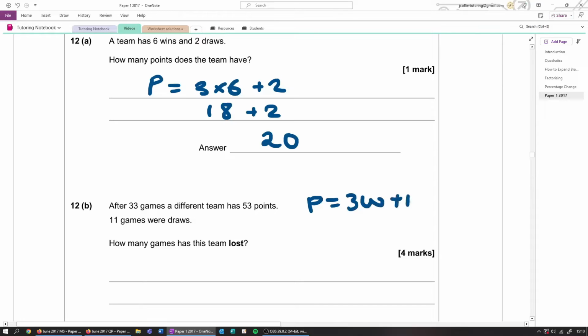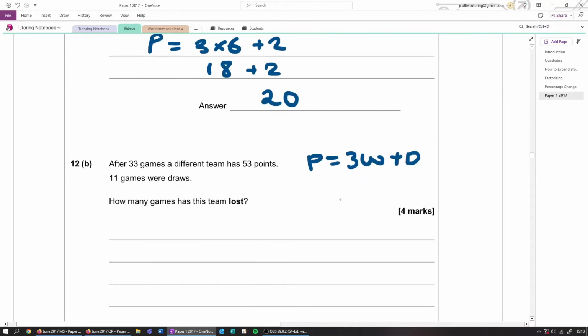W plus D. I'm going to rewrite this. Now, 11 games were draws. How many have they lost? Okay? So to solve this, we're now trying to find something else. Before, we were trying to find the points, and we were given these two. However, this time, we are given other stuff, and we're trying to find the losses. Okay, so let's take this step by step.